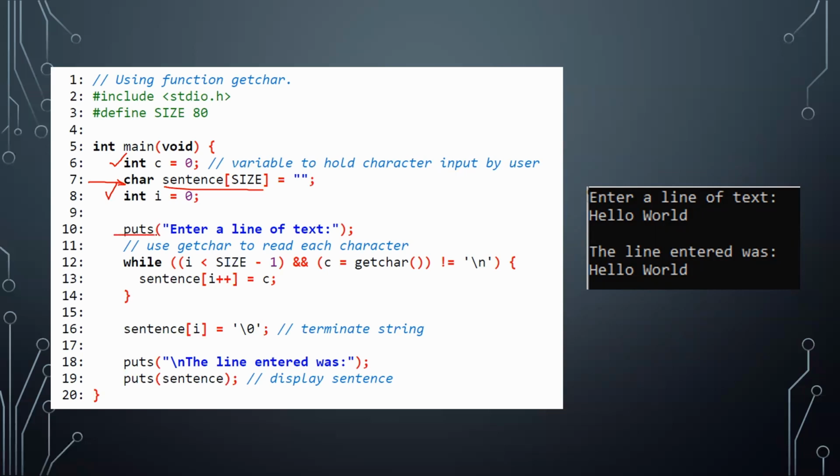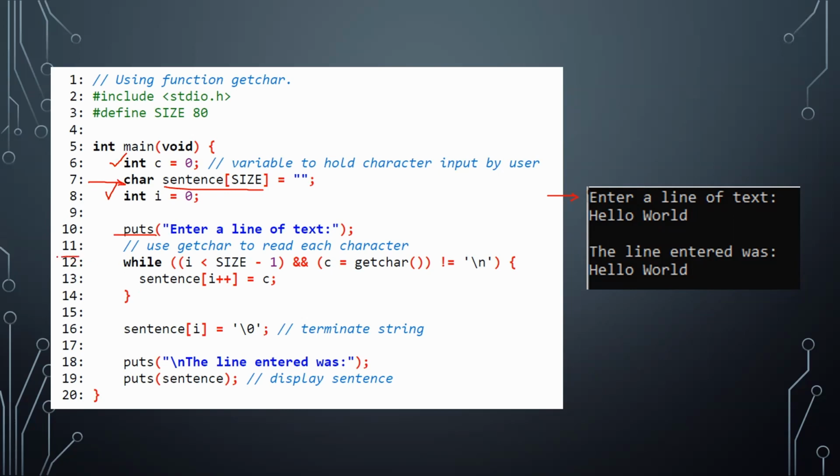putS, enter a line of text. It is going to just go ahead and put that on the screen. Now, putS only works with strings. It does the same thing as printf. So those two are interchangeable as long as you're working with just plain text.